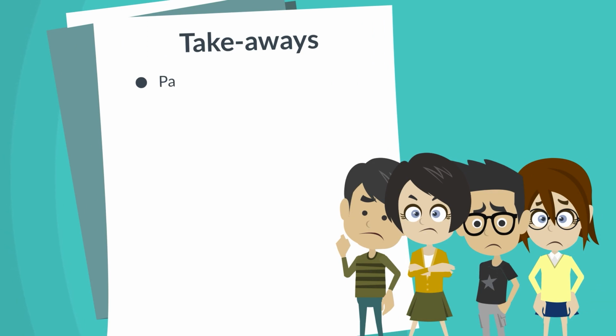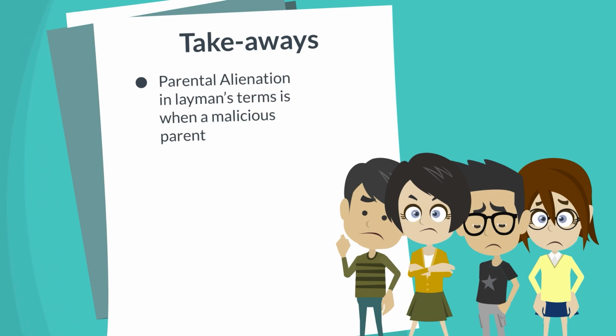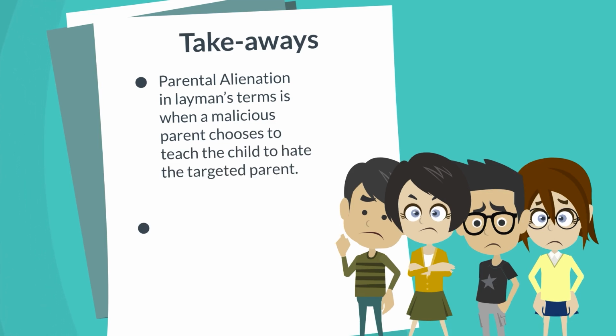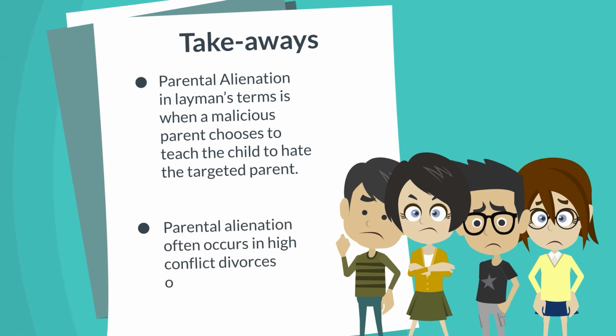Takeaways. Parental alienation, in layman's terms, is when a malicious parent chooses to teach the child to hate the targeted parent. Parental alienation often occurs in high-conflict divorces or breakups.